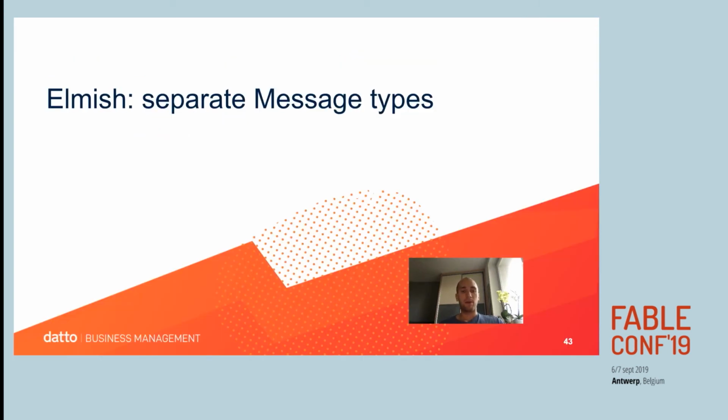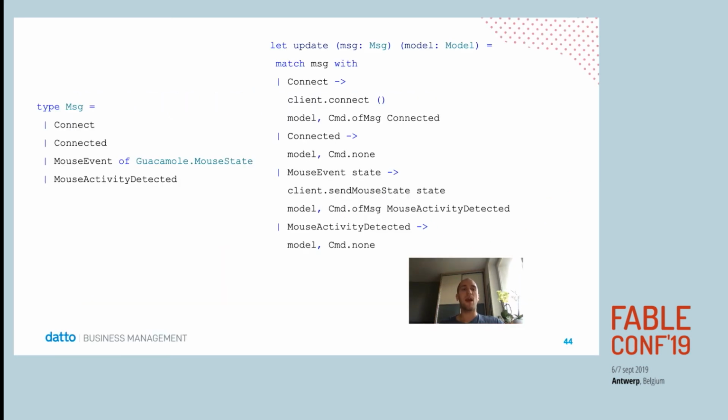And now let me talk about a concept that I call separate message types. This is a really simplified version of the message and update function from the client component that I mentioned a second ago. So this is the component that's acting as an adapter on top of Guacamole. I removed most of those messages from there and just left the ones that demonstrate the concept that I want to talk about now.